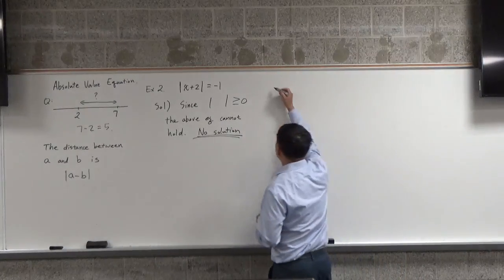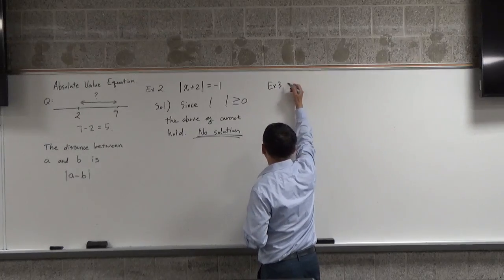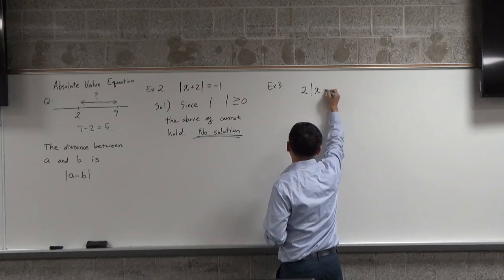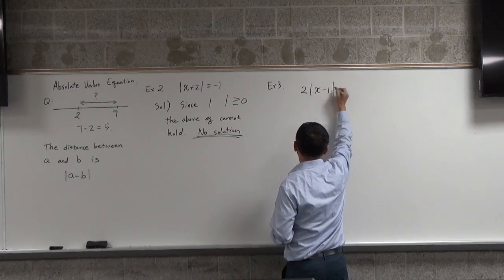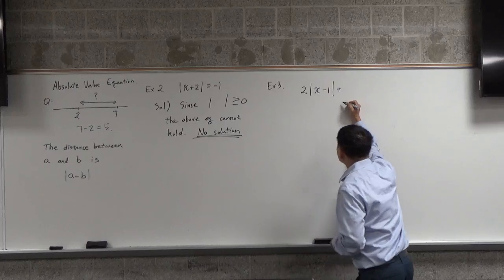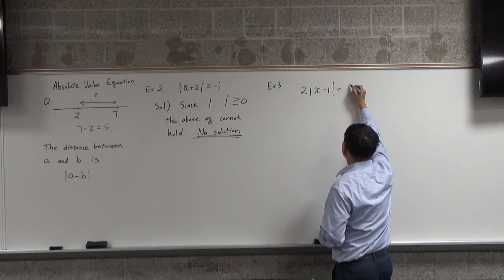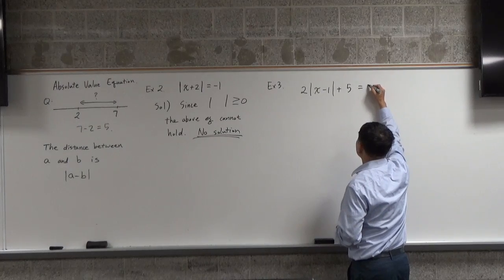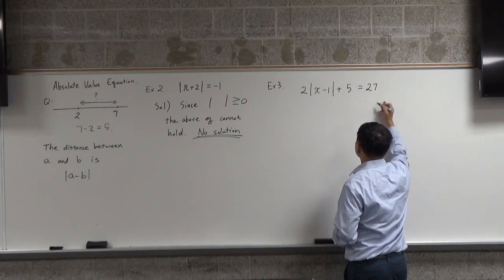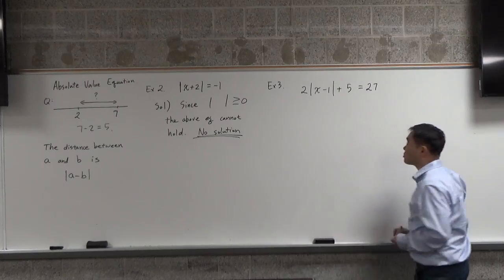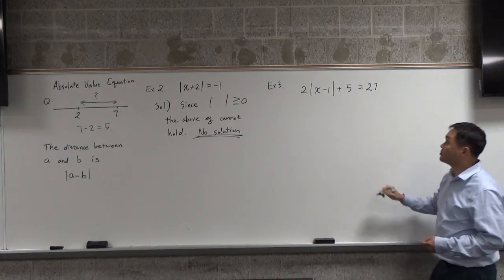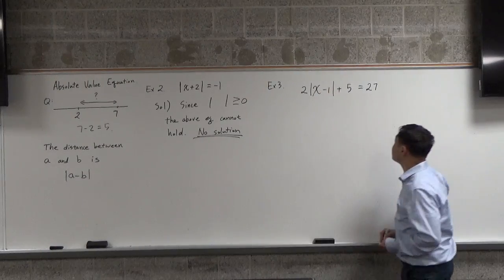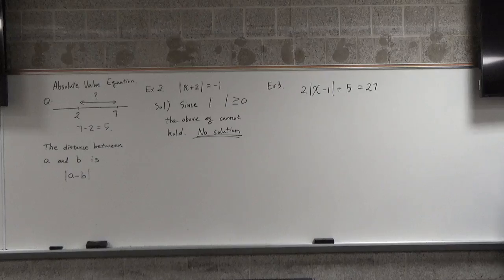All right, example 3. 2 absolute value of x minus 1 plus 5 is equal to 27. Okay, try to solve this. I'll give you some time to work on this.